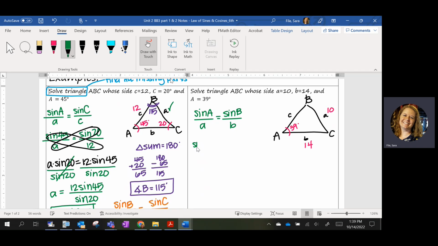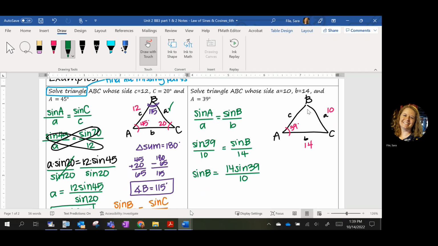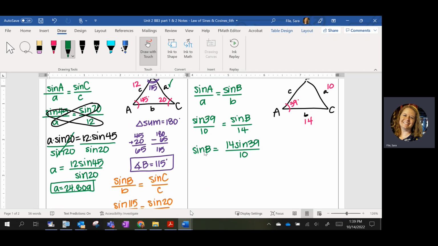Okay, so that is sine of 39 is to 10 as sine of what is to 14. So when I do my cross multiplying, I end up with sine of B equals 14 times sine of 39 over 10. Is everybody okay with that? Now, when I calculate that, is that my answer? Is that my angle B? Why not? I still have sine over here. When I calculate this, that's sine of B.